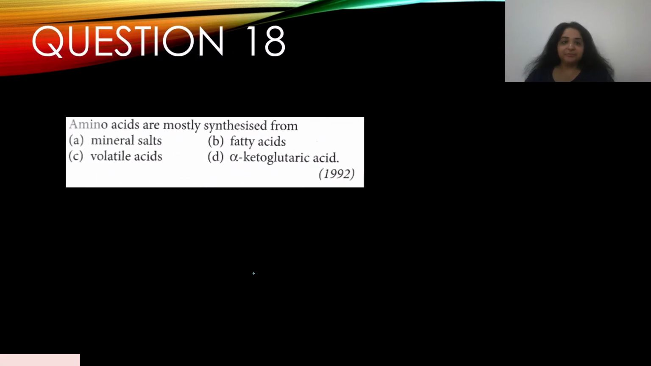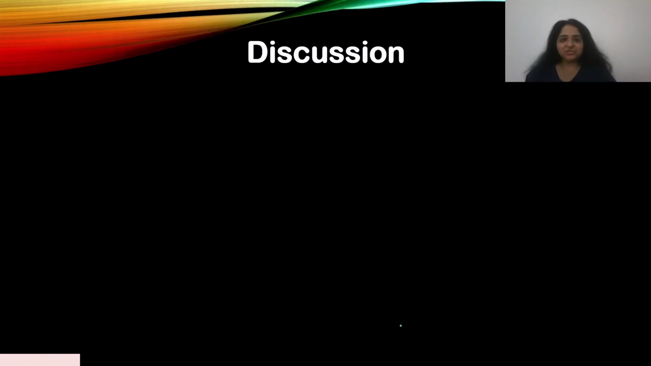Question number 18. Amino acids are mostly synthesized from, and this appeared in 1992: A, mineral salts; B, fatty acids; C, volatile acids; and D, alpha ketoglutarate acid. So, amino acids are mostly synthesized from alpha ketoglutarate acid. Answer is D. So, let's go to the discussion.